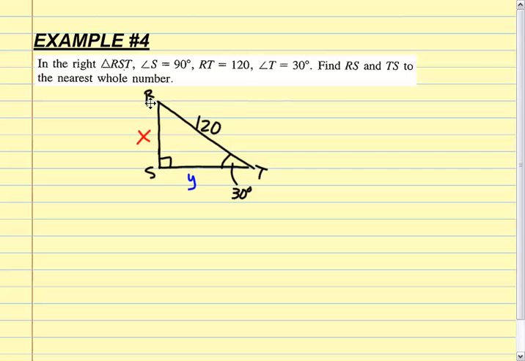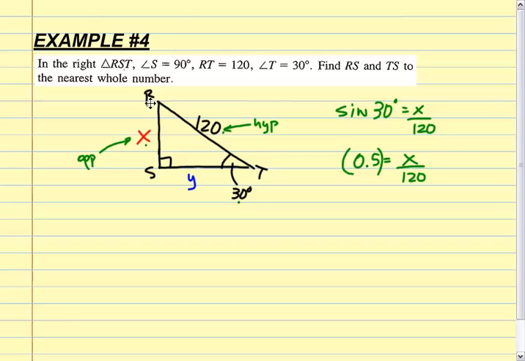Well, if I'm looking for x first, and I know that this is 30 degrees, what are this side and this side to 30 degrees? Well, this is the opposite, and this is the hypotenuse. And those two sides mean sine. The sine of 30 degrees is equal to the opposite, which is x, over the hypotenuse, which is 120. Easy. Now we just plug it into the calculator, right? Second, go to sine, type in 30, hit enter, and sine 30, guys, I'm sorry, 0.5 is equal to x over 120.